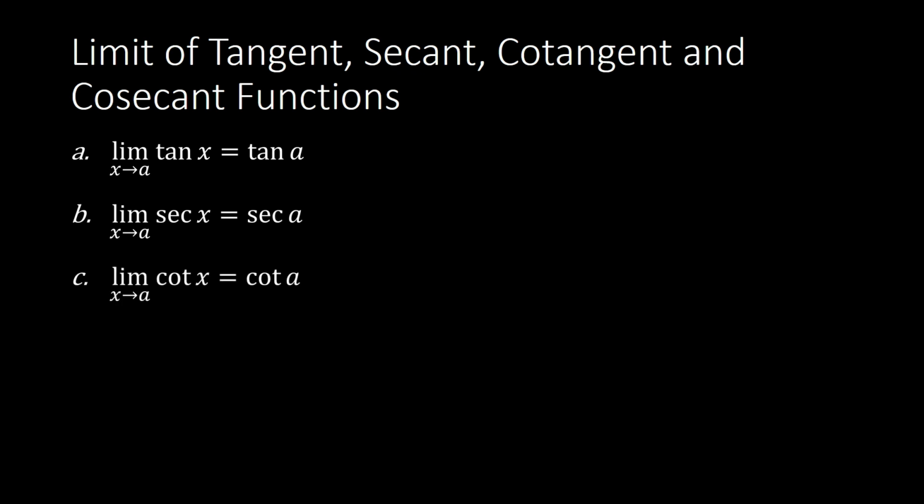Limit of the tangent, secant, cotangent, and cosecant functions. So the limit of tangent of x as x approaches a is just tangent of a. The same with secant, cotangent, and cosecant. So this is saying that if you want to find the limit of your circular functions as x approaches a, you just evaluate the function at a, assuming that a is in the domain of your circular functions.